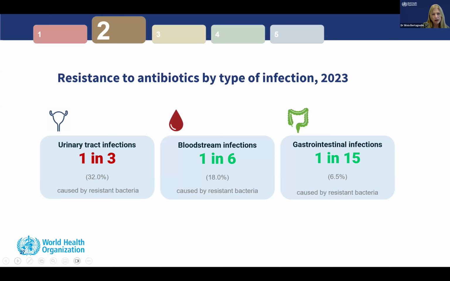1 in 15. What we also found is that among the bloodstream infections, E. coli is the leading cause, the most common bacteria causing infection in the blood, with 45% of the cases, and then it is followed by Staph aureus, Klebsiella pneumoniae, and Acinetobacter. Next slide, please.